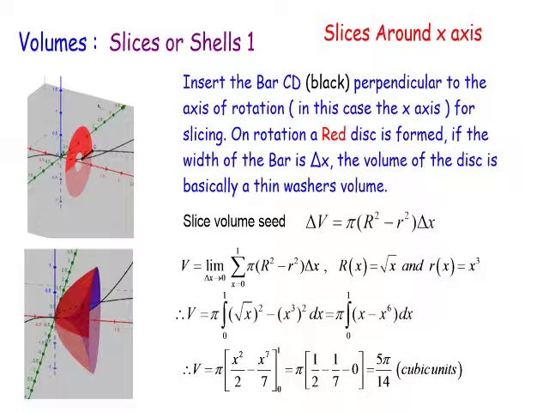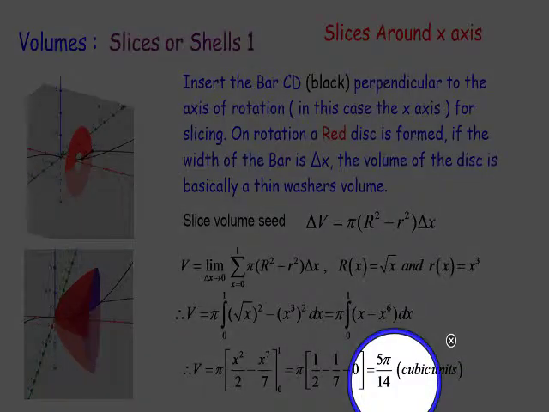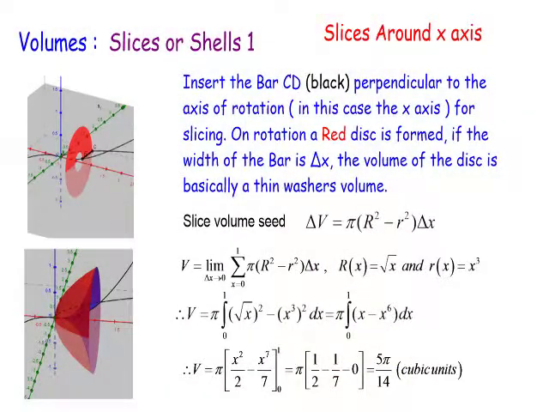Now the volume, we're going to try and remember this because we're going to do it by shells and we should get the same answer. So it's 5 pi on 14, and we're doing it by slicing around the x-axis. We just sliced around the x-axis and created the volume.